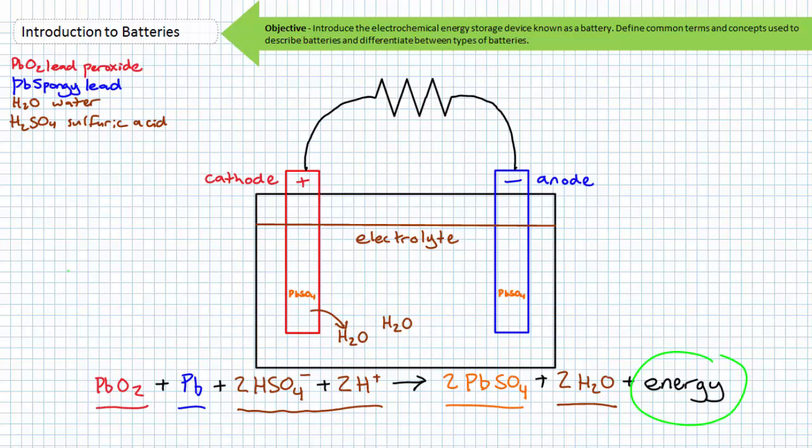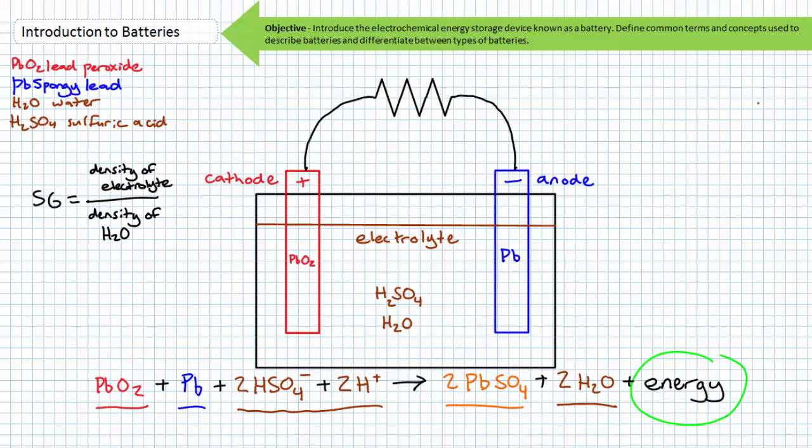Sulfuric acid has been consumed by both electrodes, and in its place, water has been substituted. It is for this reason that a specific gravity reading of the electrolyte, measured using a hydrometer, is a direct means of ascertaining a battery's state of charge.